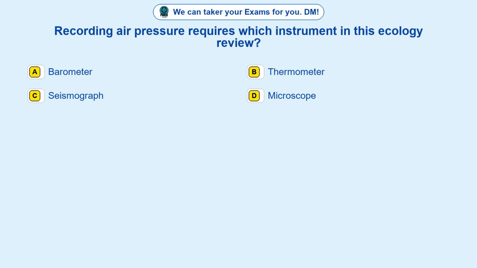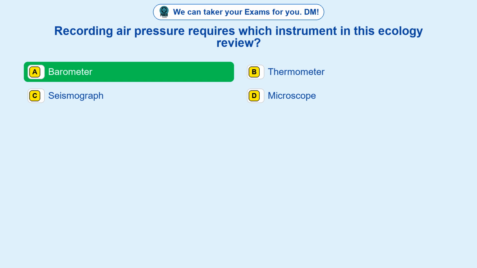Question 100. Recording air pressure requires which instrument in this ecology review? Option A, barometer. Option B, thermometer. Option C, seismograph. Option D, microscope. The correct answer is option A, barometer.